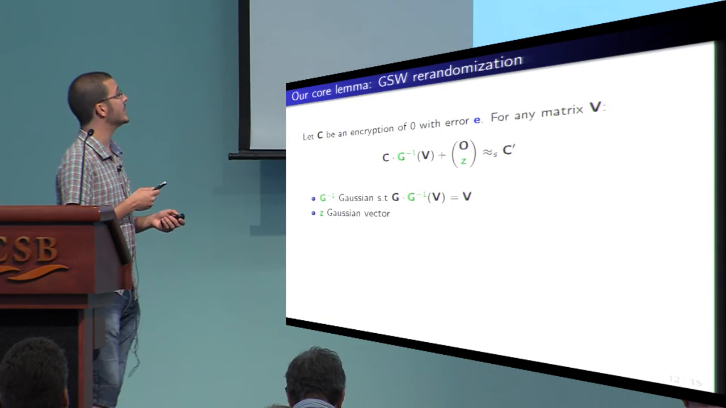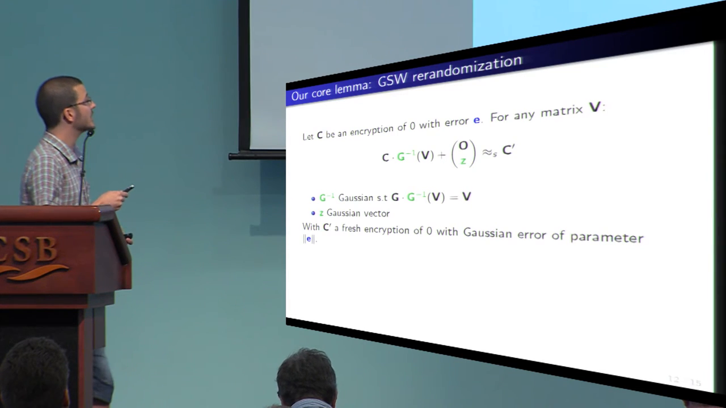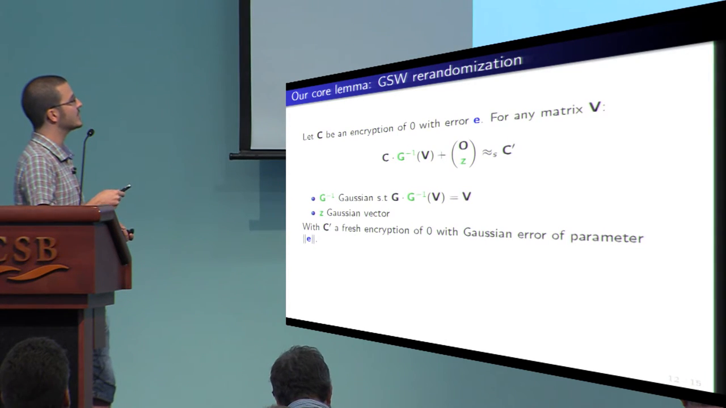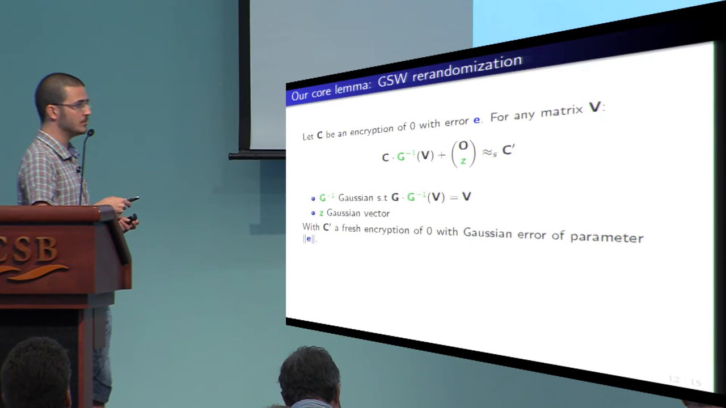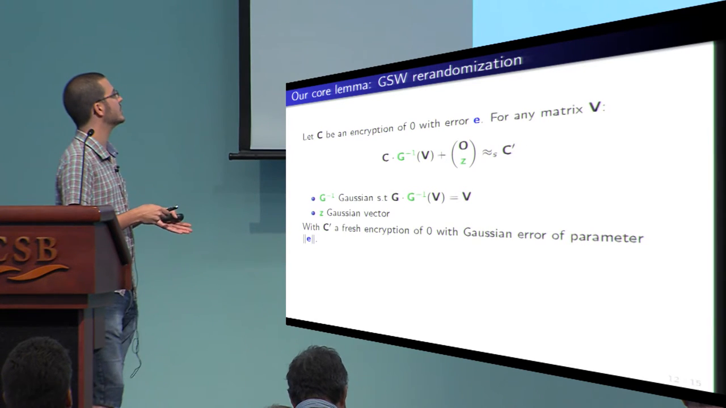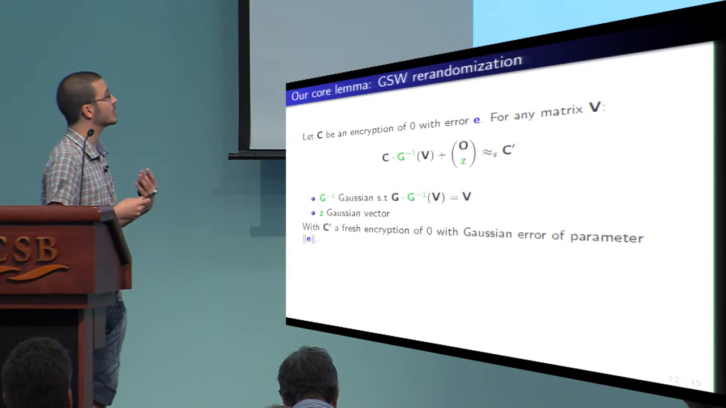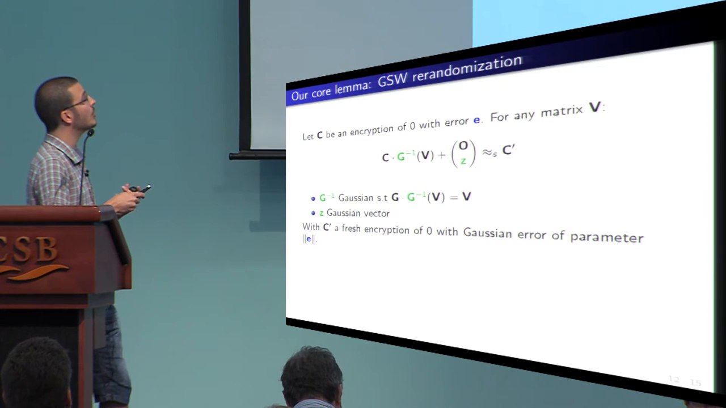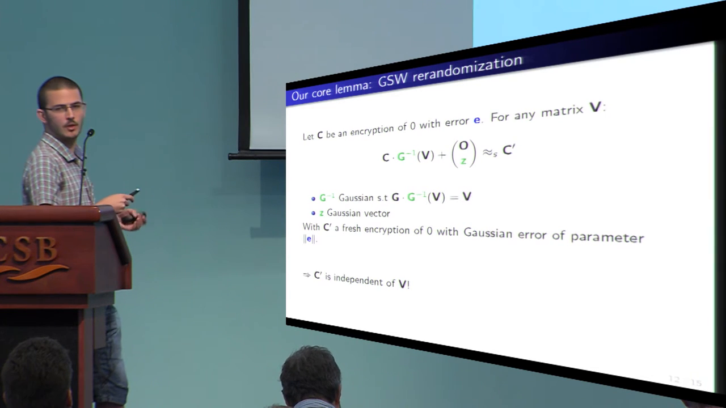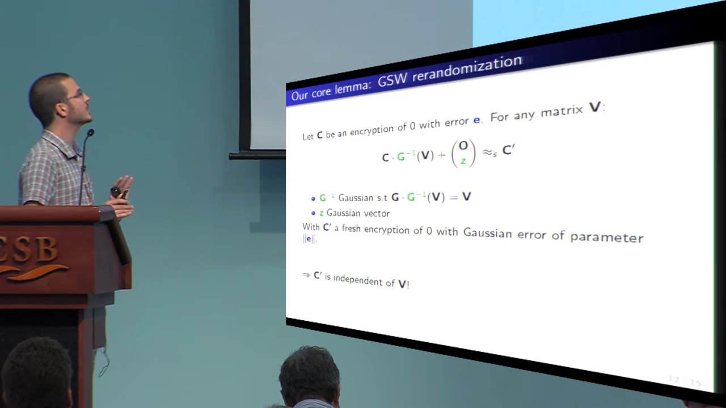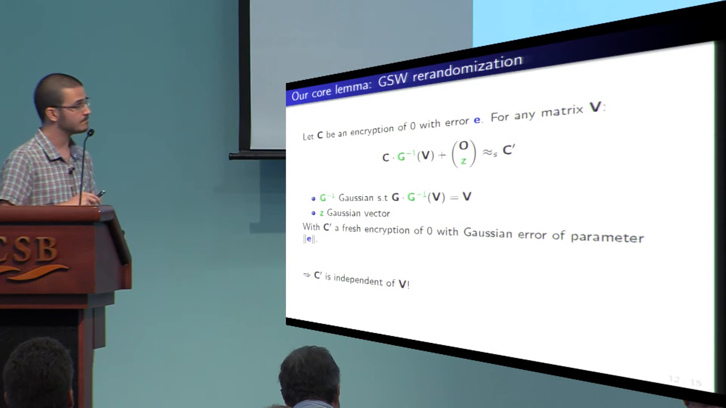And just by doing this, we can show that re-randomizing a ciphertext like this gives a fresh encryption of zero. So it gives a new ciphertext of zero, which has a Gaussian parameter norm of E. So it leaks the norm of the previous error, but it is completely independent of V. It does not matter at all what V is in this context.